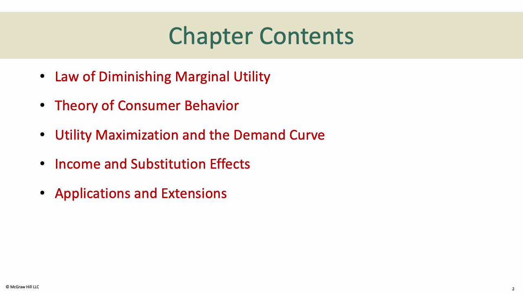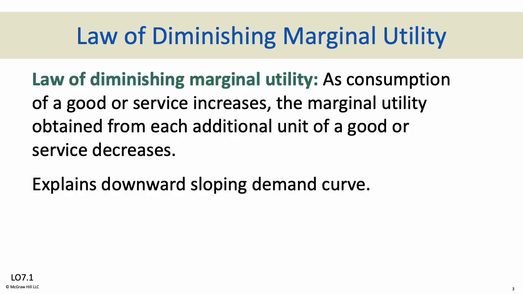So we're going to look at, first off, what is the law of diminishing marginal utility, some theories of consumer behavior, how do we maximize utility and its relationship to demand, income and substitution effects, and finally, applications and extensions. So the law of diminishing marginal utility is probably something you've encountered before in your own lives. You just may have not known the actual term. And what it means is, as you consume more of a good or service, the marginal utility or additional utility you get from more of this good or service decreases.